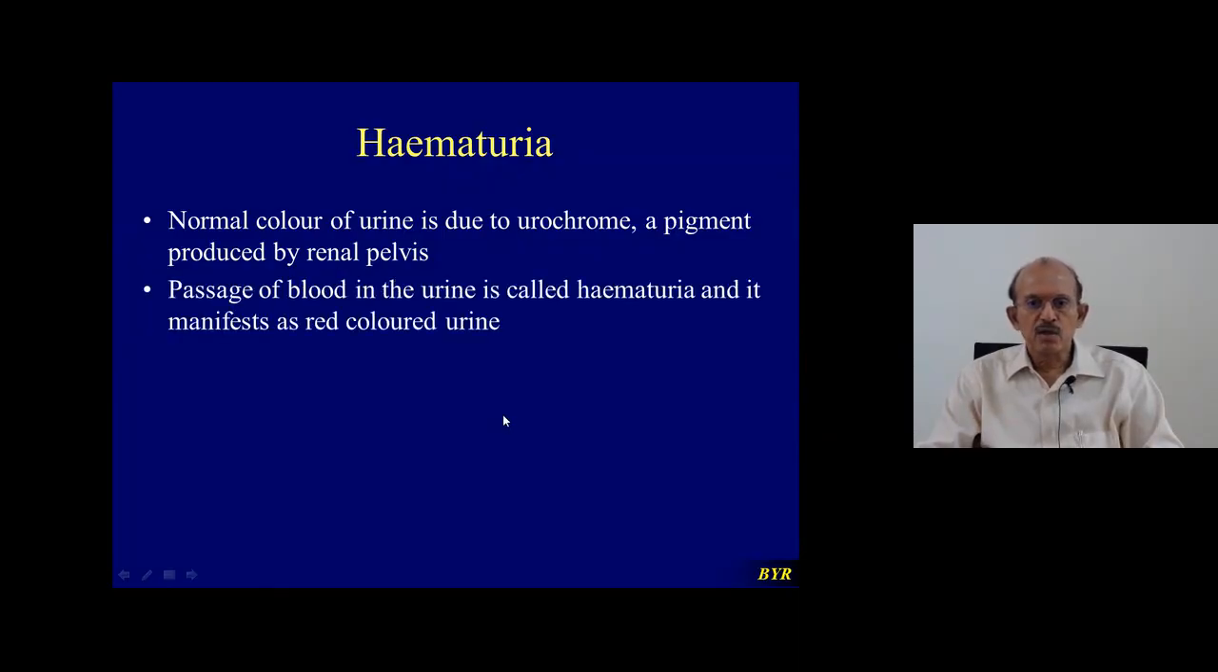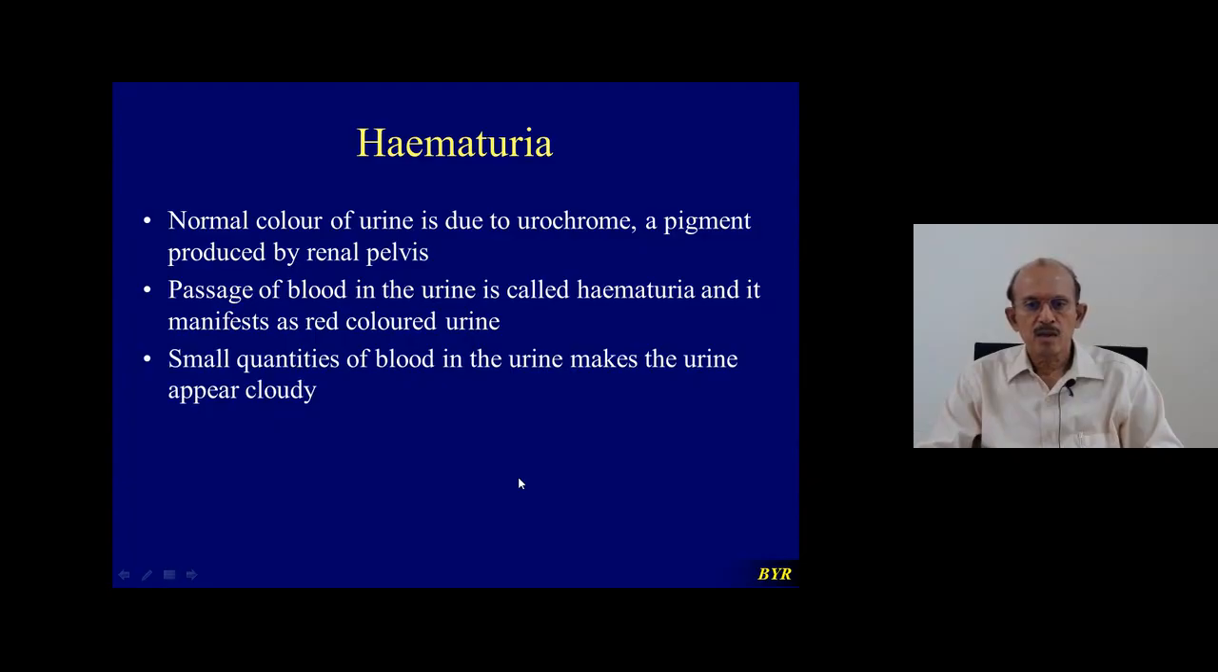Passage of blood in the urine is called hematuria, and it manifests as red-colored urine. Small quantities of blood in the urine make the urine appear cloudy. If a considerable amount of blood is there in the urine, it appears red and dark. If there are only 1 or 2 drops of blood in about 300 ml of urine, the urine is not colored red. It is just seen as cloudy.